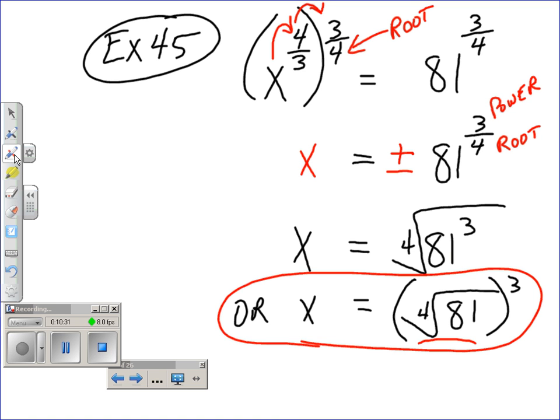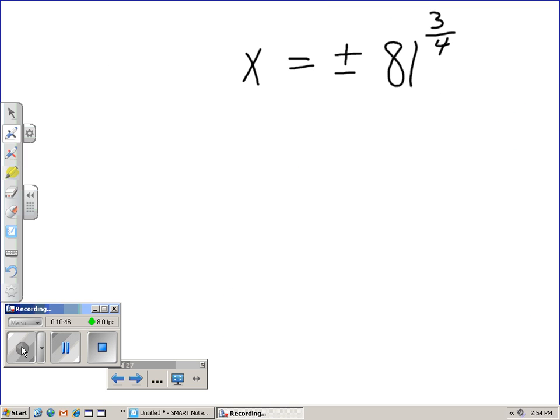If we go up here and cube 81 first, we're going to get a humongous number that we're going to have to deal with, and we're going to have to grab our calculator. But lots of times, if you take the root first, you'll get a small number, and a lot of these you can do in your head, because you turn it into a small number first and then raise it to the third power. Alright, so let's review.